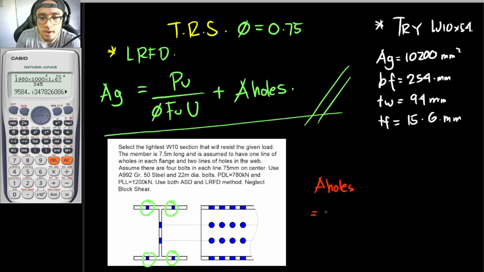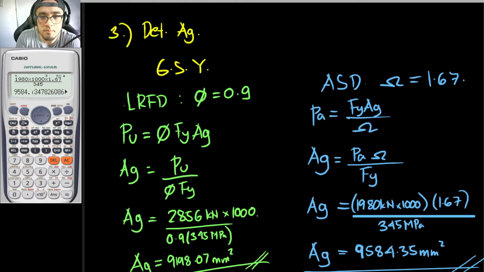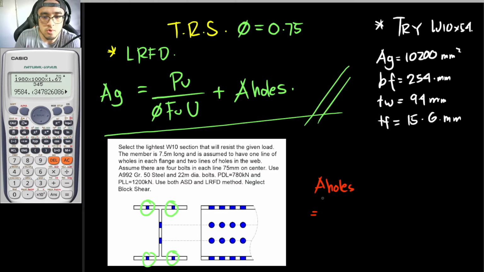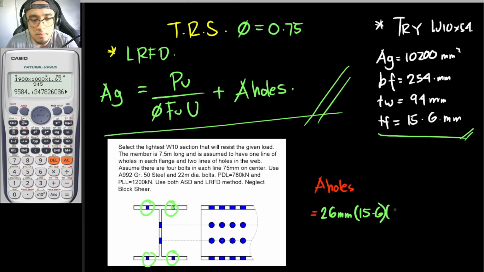So from that is to be equal to, so once again, the diameter of our holes is to be 26 mm. So 26 mm times, so what is to be the thickness of the flanges, so that is to be 15.6, which is this one right here. Then we would once again be multiplying them to the number of holes. So this one right here is just to be the area of one hole right here. But since we have 4, we would be multiplying this by 4.